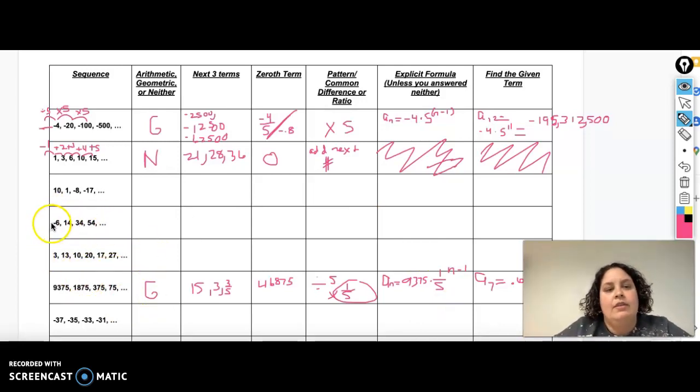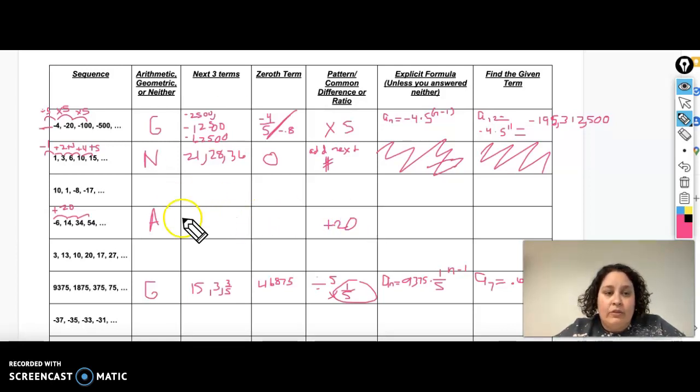Okay, so I wanted to do one more that was arithmetic. So let's look at this 4th one. So again, I'm looking, okay, what's happening here? Well, from here to here, it looks like it goes up by 20. From here to here, it looks like it's increasing by 20, and same thing from here to here. So since it's adding the same amount each time, that's going to be arithmetic.